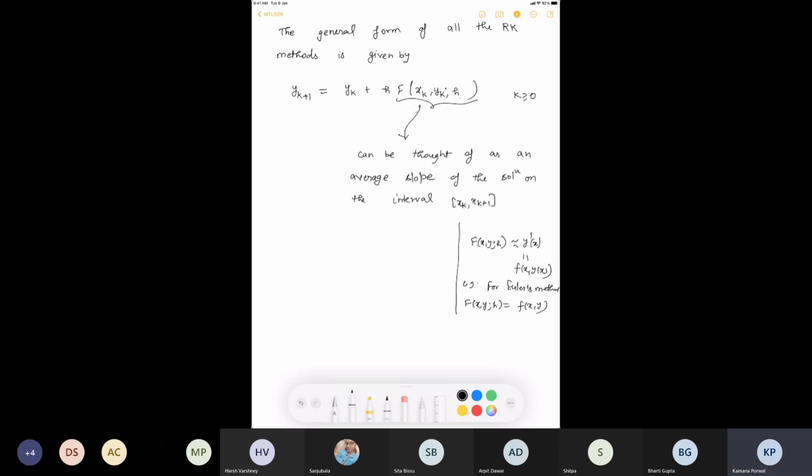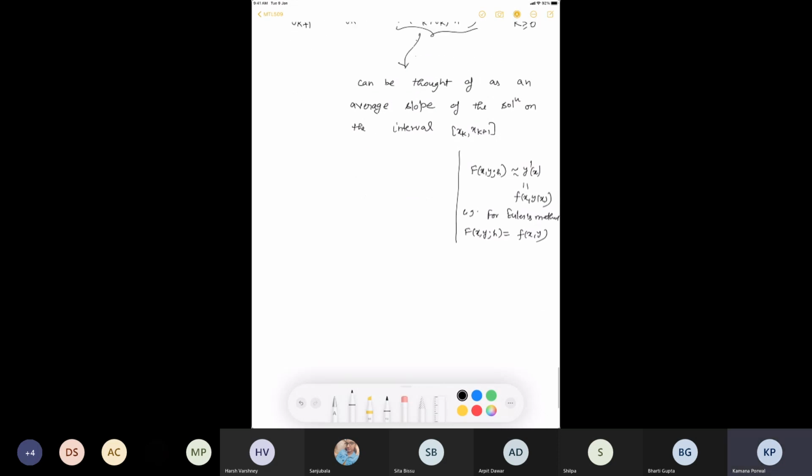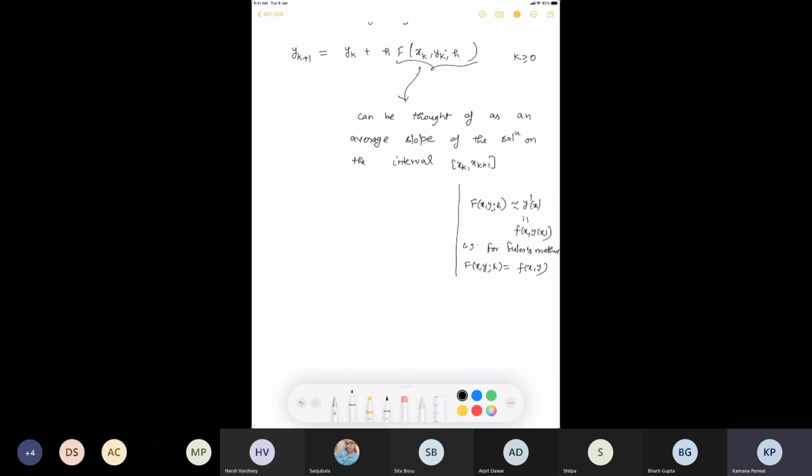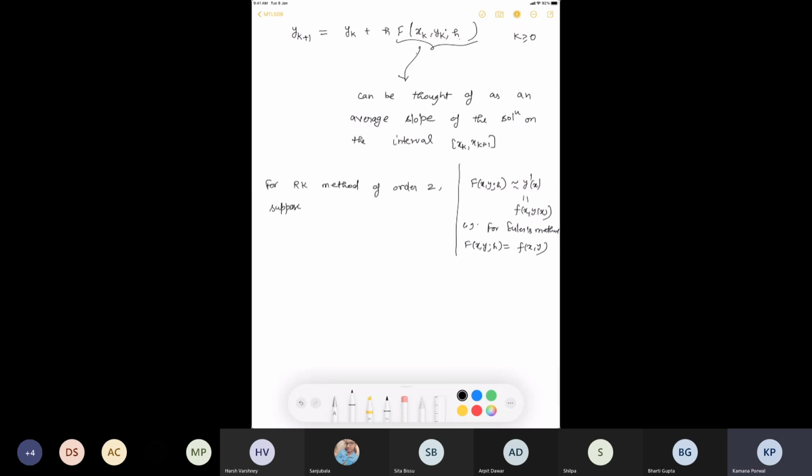But here in this RK method, what is going to be this average slope? So let's write it down. For this method, and specifically when we are considering the method of order 2, we suppose that F has this form.